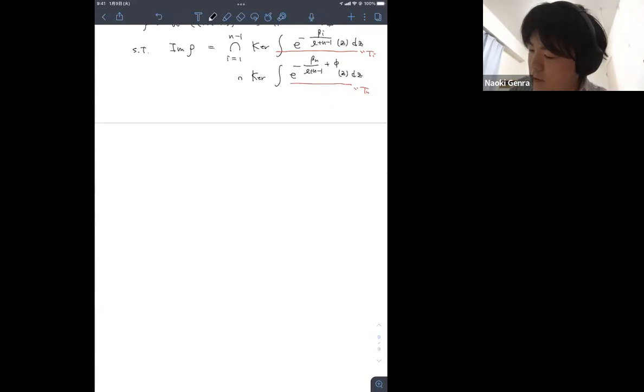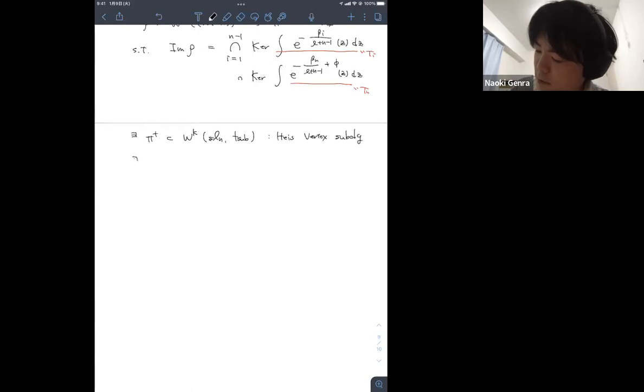So this means that in fact, we can find Pi plus in W^k(sl_n). I should write: there exists Pi plus in W^k(sl_n). This is a Heisenberg vertex subalgebra, and also Pi minus in W^k(sl(n|1)). This is also a Heisenberg vertex subalgebra.